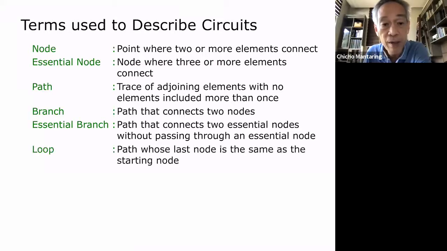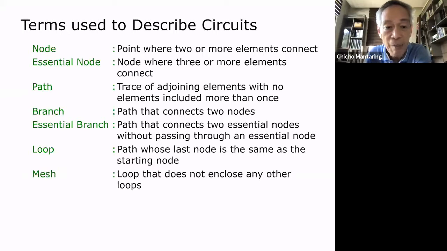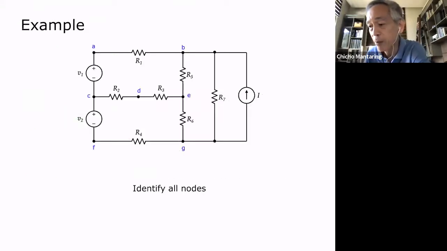Finally, we have a loop. A loop is a path whose last node is the same as the starting node. So we already introduced the term loop when we discussed Kirchhoff's voltage law, because you always apply Kirchhoff's voltage law along a loop. That's a path whose last node is the same as the starting node. And then a mesh is a loop that does not enclose any other loops. That's all going to be clearer in this example.